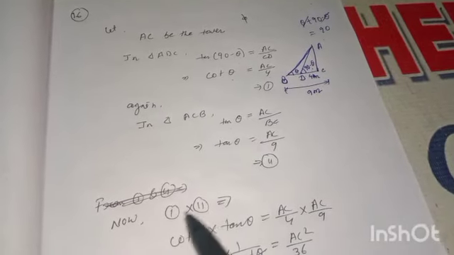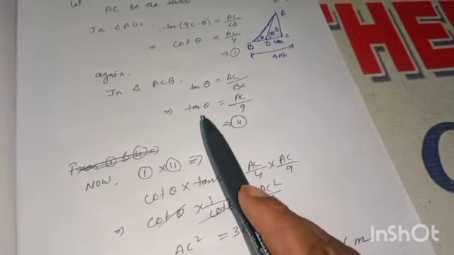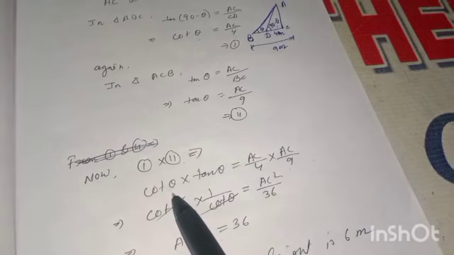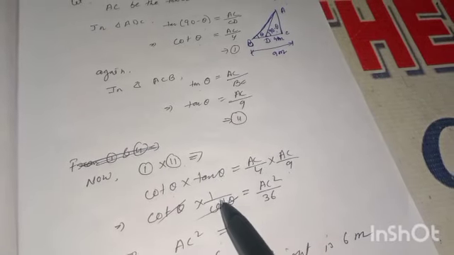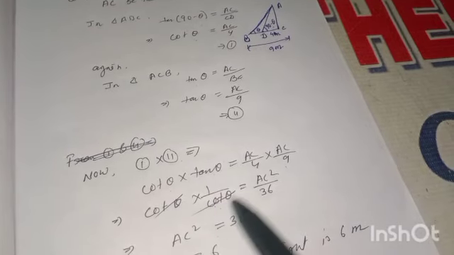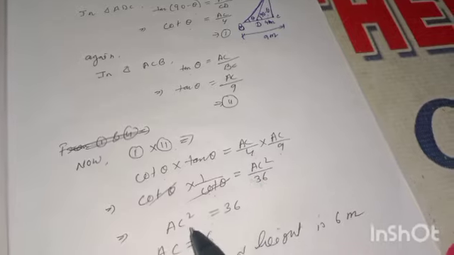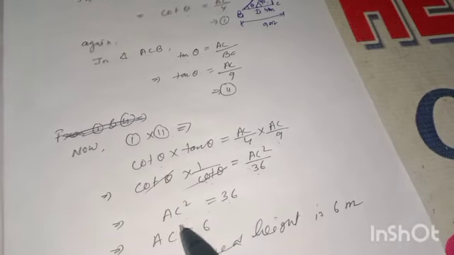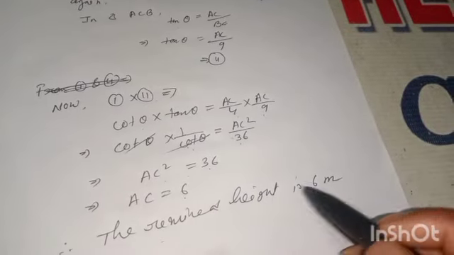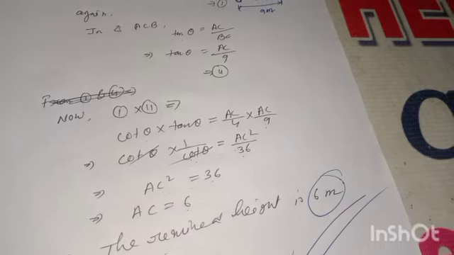If you multiply number 1 and 2, left hand side is cot theta into tan theta, right hand side is AC by 4 into AC by 9. Cot theta into tan theta, you can write the reciprocal: tan theta is 1 by cot theta, so the product is 1. Then AC square over 4 into 9, which is 36. If you cross multiply, you will get AC square equal to 36, and square root of 36 is 6. That means AC is equal to 6, so the required height is 6 meter. It's correct. Understood, all of you?